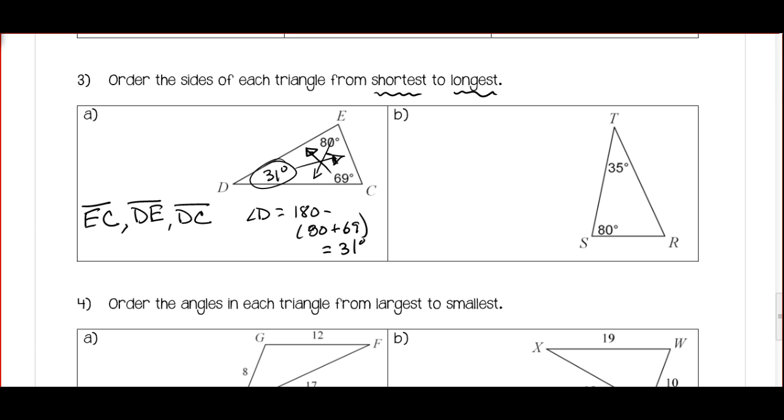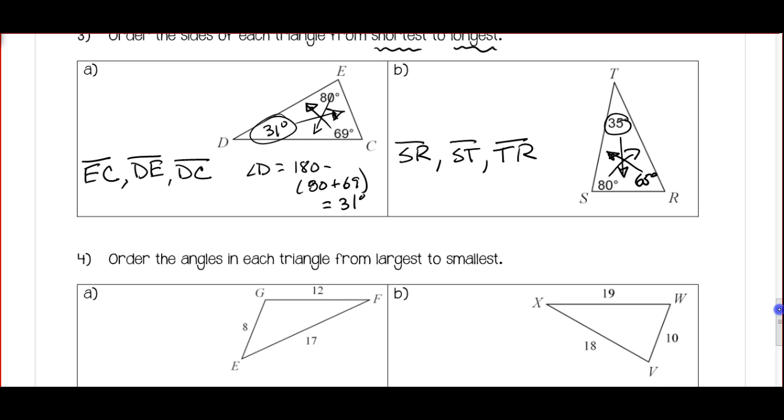Again, if you want to try and figure these out on your own, feel free to pause the video and then restart it to check your work. So we need to find the third angle in this triangle. Again, I'm going to add these two together, subtract that from 180, and if I did my calculations correctly, that's going to be 65. So the smallest angle here is 35, so that's going to be the smallest side, SR. And then 65 is the next smallest angle, so ST has to be the next smallest side. And then 80 is the largest angle, so the longest side is going to be side TR.